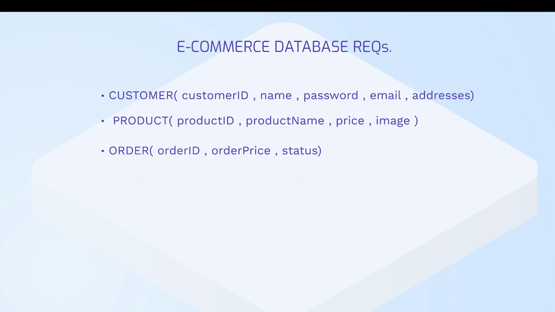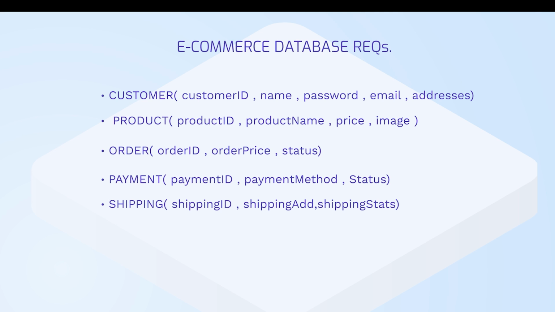And also we must have order table that has order ID, order price, and status for this order, like delivered, not delivered, shipped. The fourth table we can have is payment table that has the payment ID and payment method and the status for this payment, like paid, not paid, partially paid. The last table we can have is shipping table that has shipping ID, shipping address, and shipping status.